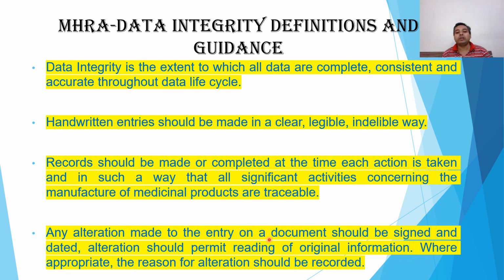Any alteration made to the entry on a document should be signed and dated. Alteration should permit reading of original information. Where appropriate, the reason for alteration should be recorded. In case any error is made, then the error should be struck off with a single horizontal line so that the original record can be readable, and proper justification should be given about the error. So this is about the data integrity definition and requirement set forth by MHRA in detail. I hope you can understand about the guidance of data integrity given by MHRA.